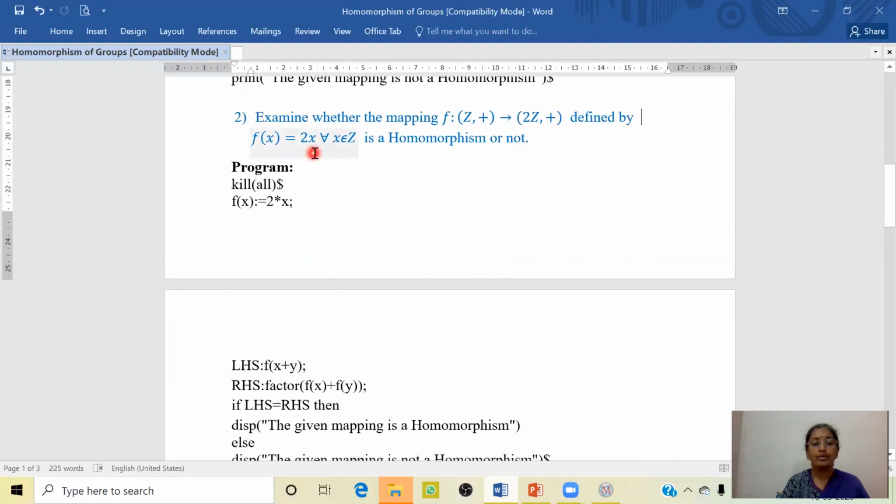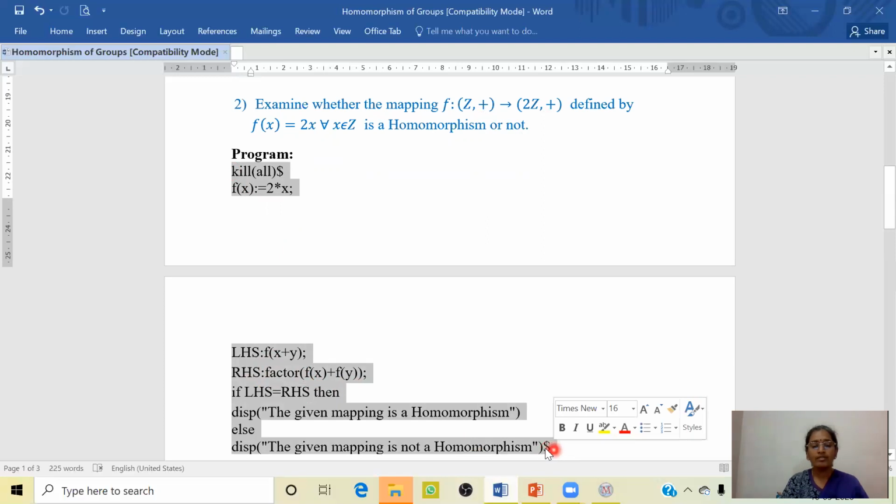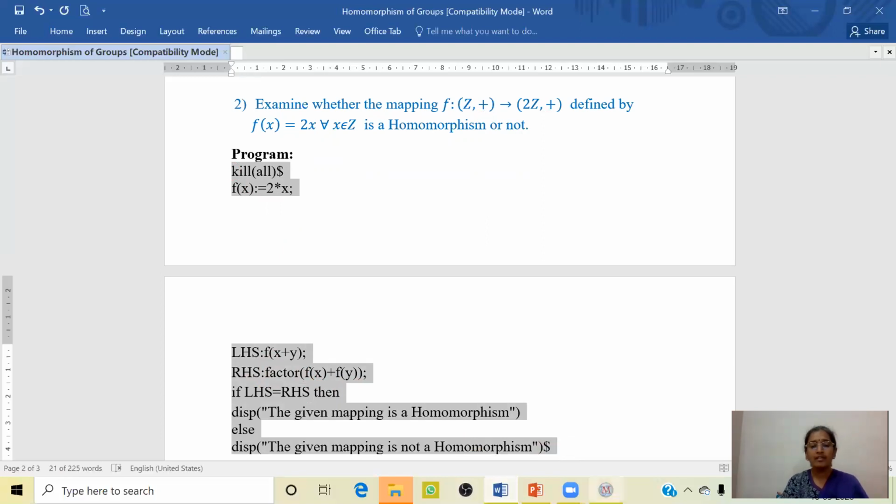Here it is 2 into x, therefore f(x) is 2 * x. And the binary operations on both domain and codomain groups are addition. Therefore, left hand side will be f(x + y), and the right hand side will be f(x) + f(y). Okay. So let us check whether this is a homomorphism or not using once again the Maxima window.